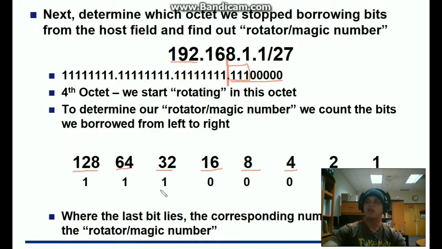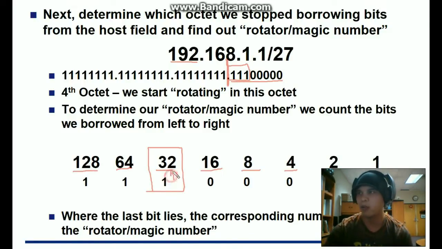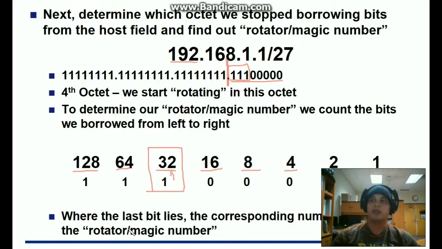So we look at where we stop borrowing that host bit, and we kind of circle it. We take note of it because this 1, since it is the last bit that we borrowed, our rotator now, our magic number, is 32. So where the last bit lies, the corresponding number becomes the magic number. All right, cool. Now, what do we do with this magic number?